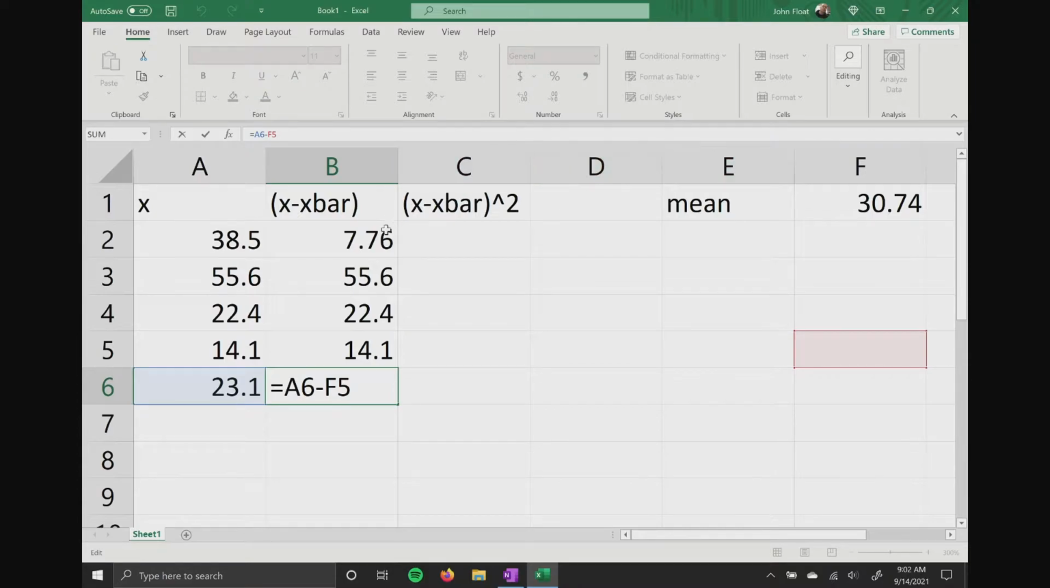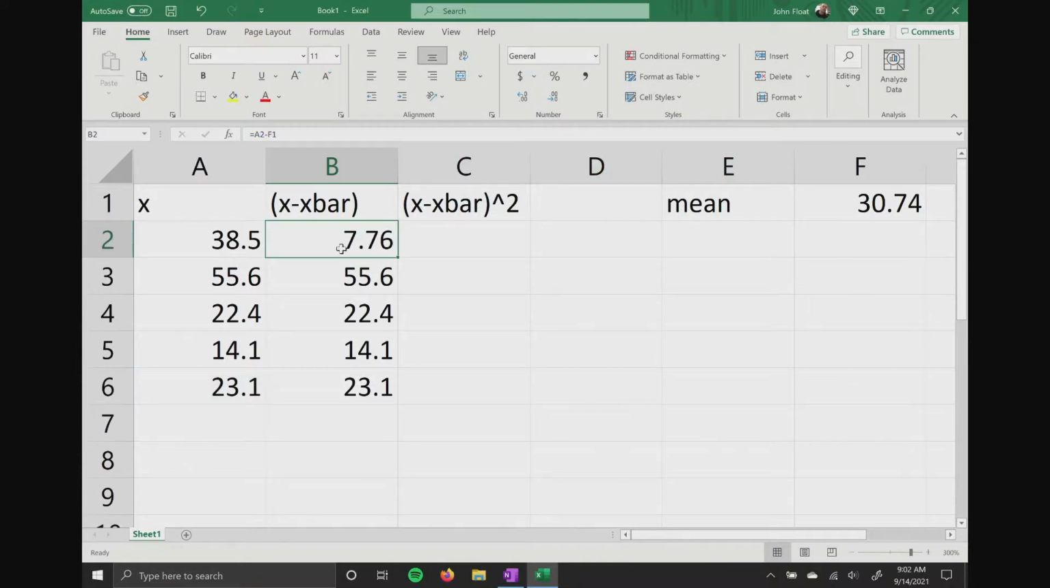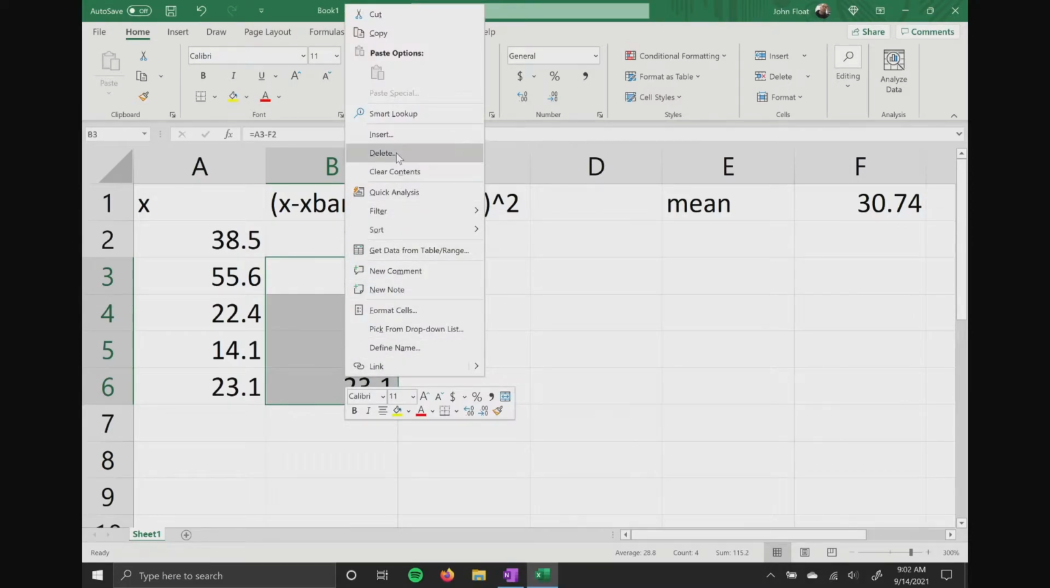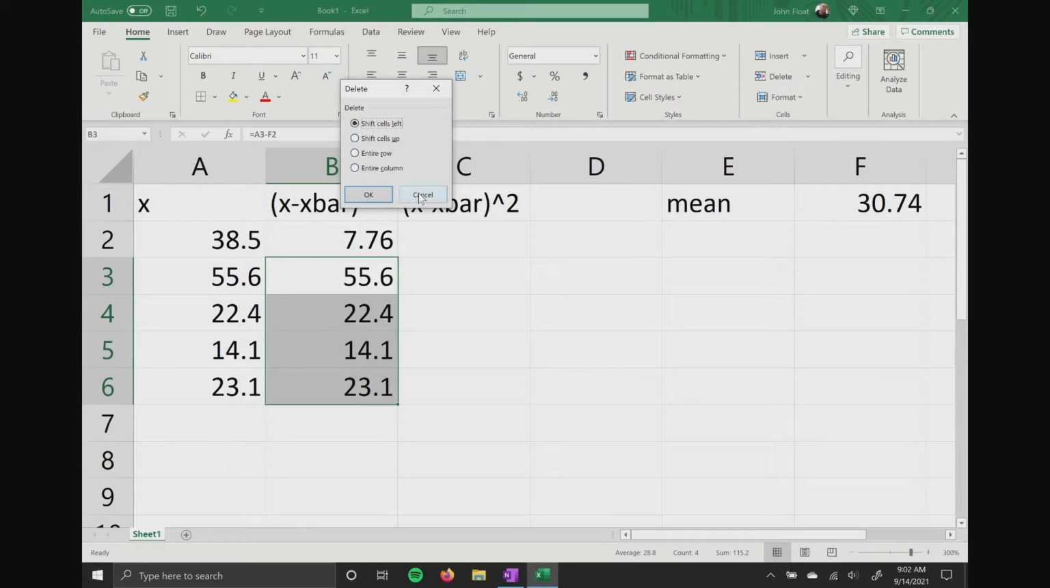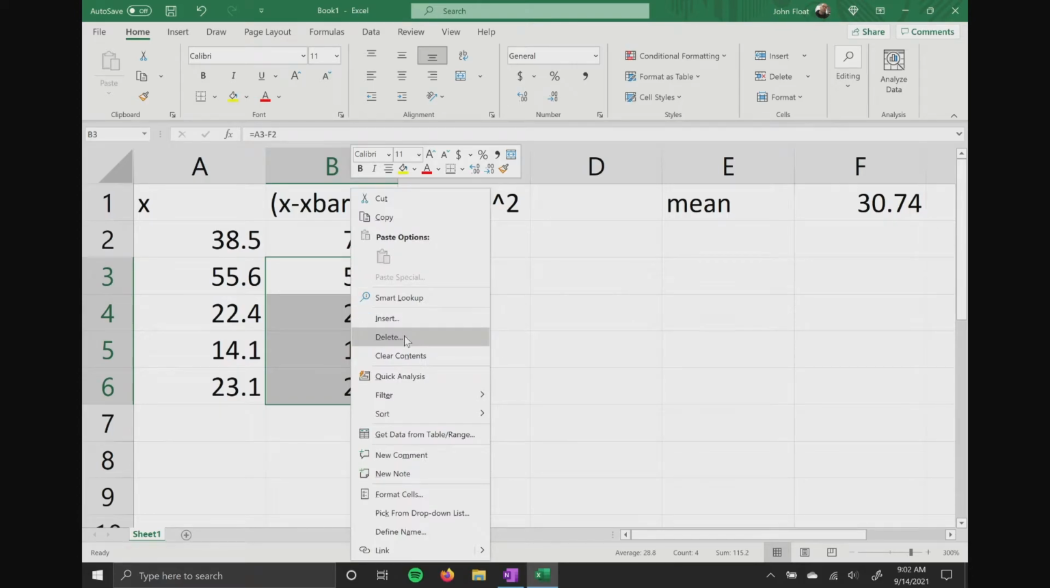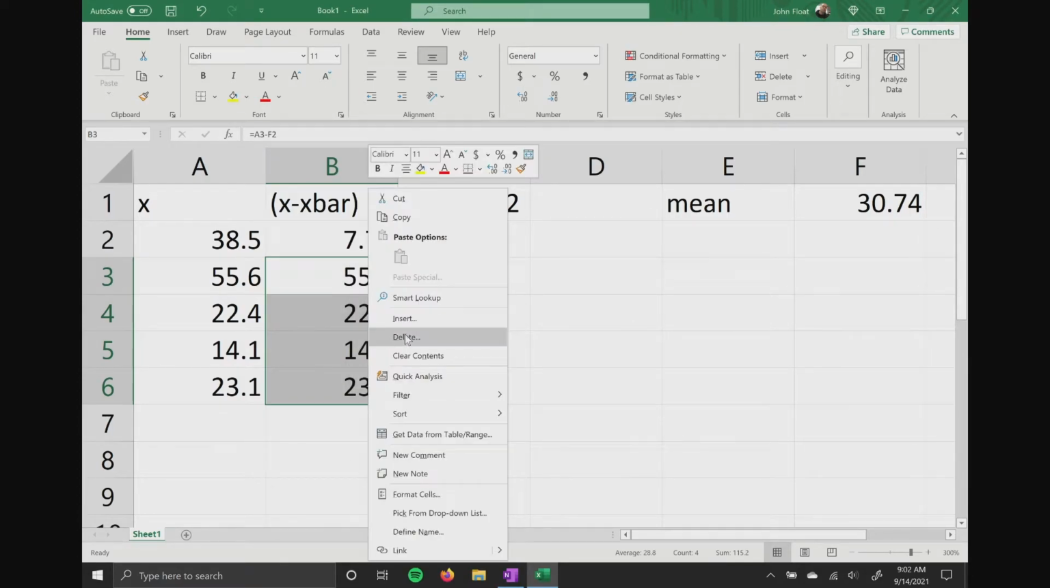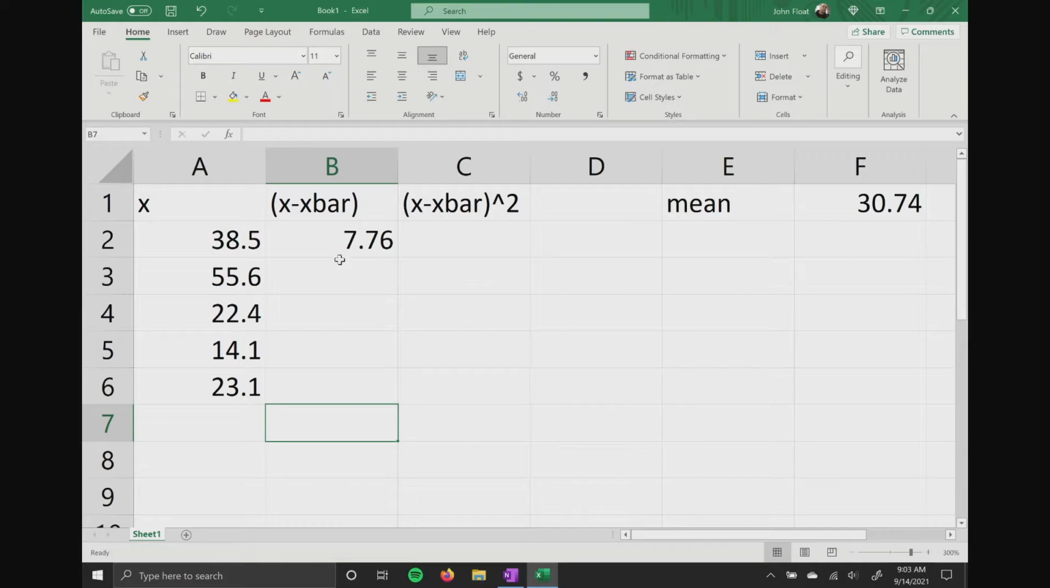Well, if you come all the way back up to your very first cell here, which is what we did. Let me get rid of these down below. Actually, I don't want to delete the column, I just want to clear contents. There we go. So if we come all the way back up here, we know this is correct: 38.5 minus 30.74 is 7.76.